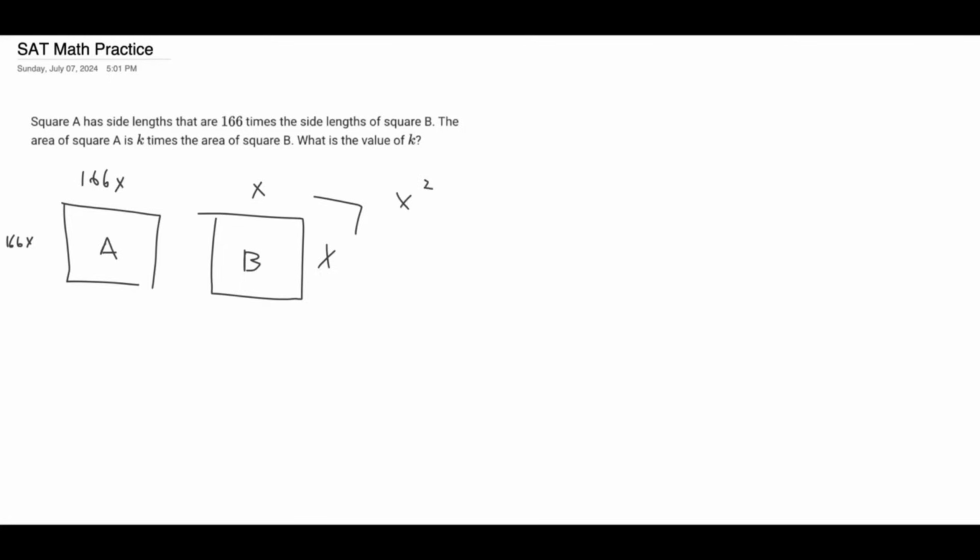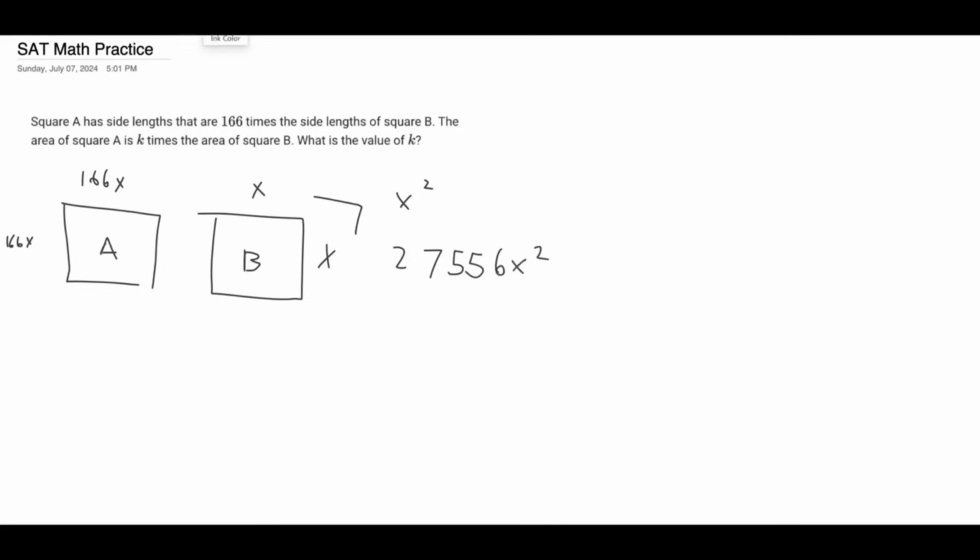And then we want to set this in proportion to 166x times 166x. So that's going to give us 27,556x squared.